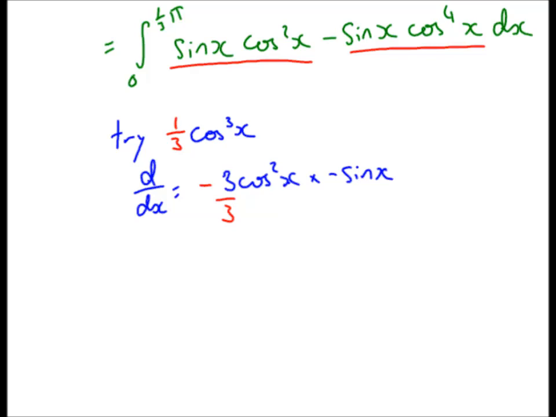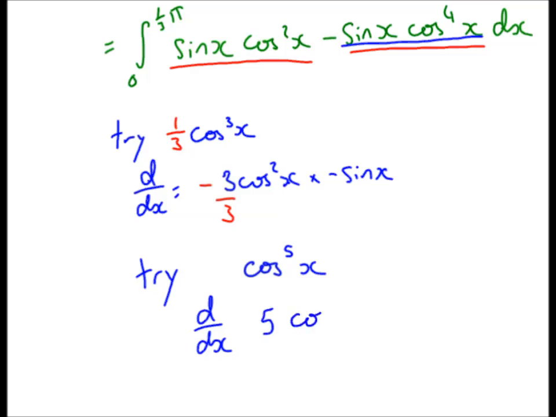For the second part, I'm going to try, now this is cos to the power 4x, I'm going to add 1 to the power, so I'm going to try cos to the power 5x. When I differentiate cos to the power 5x, I'm going to get 5 cos to the power 4x times by, and when I differentiate cos x, I get minus sine x. So this is minus 5, and I only want minus 1. So I'm going to put in a fifth, which means I need a fifth at the start.